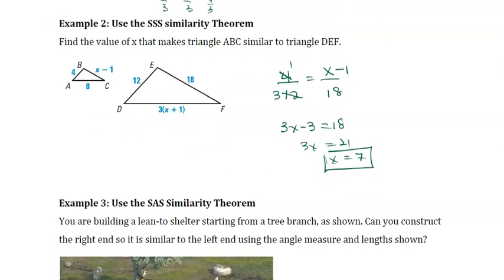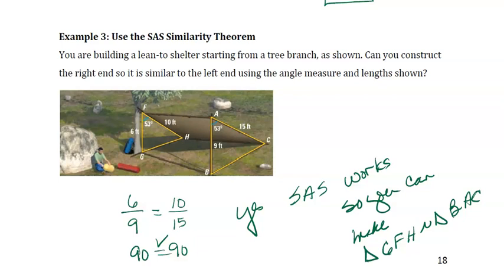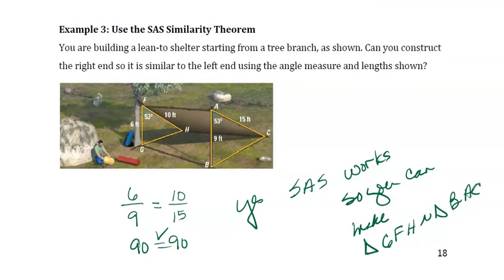Okay, now we're going to switch theorems. We're going to go to side, angle, side. And it says you are building a lean-to shelter starting from a tree branch as shown.